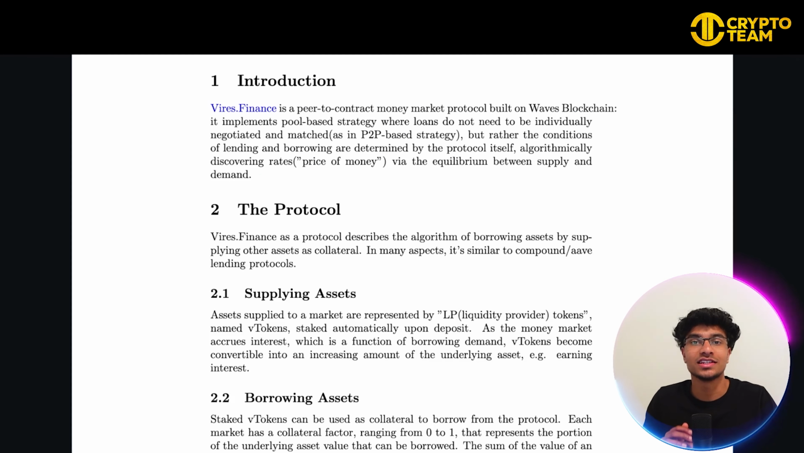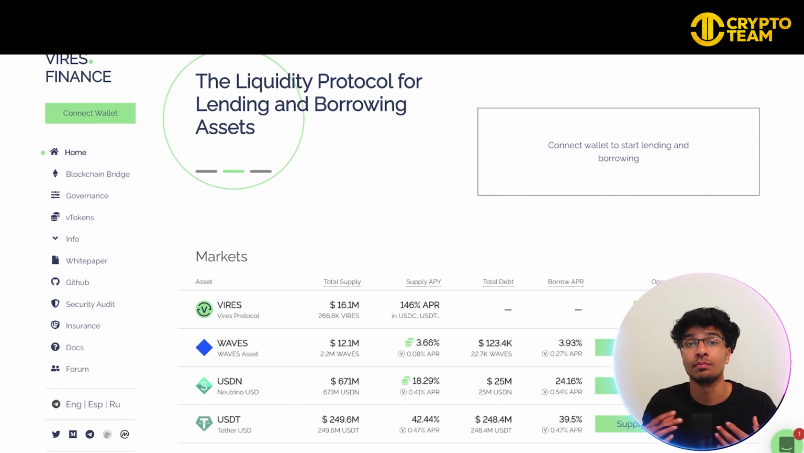So let's start with the basics and just get a little definition of what Vires Finance exactly is. Over here on their white paper, it says Vires Finance is a peer-to-contract money market protocol built on Waves blockchain. It implements pool-based strategy where loans do not need to be individually negotiated and matched as in P2P based strategy, but rather the conditions of lending and borrowing are determined by the protocol itself, algorithmically discovering rates, price of money via the equilibrium between supply and demand. So they're essentially a liquidity protocol based for lending and borrowing assets.